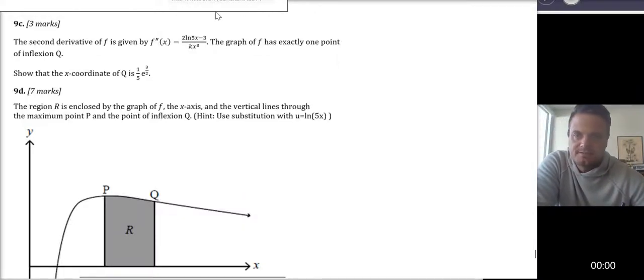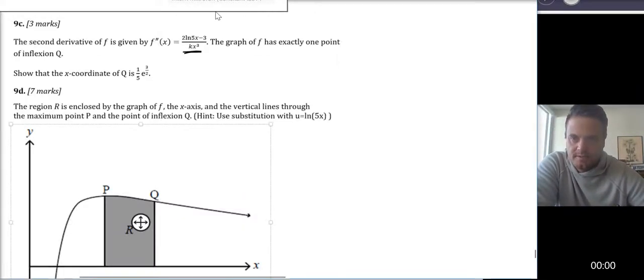See, here we get the second derivative. You don't have to find it, we get it here. And the graph has exactly one point of inflection, which is this point here, Q. And we should find the x coordinate. And we have the answer here.